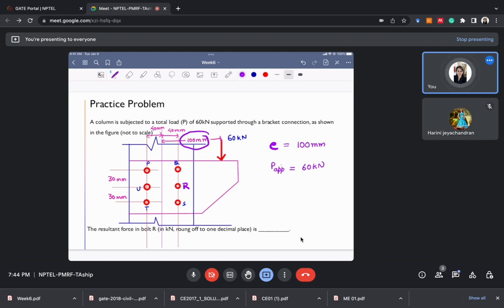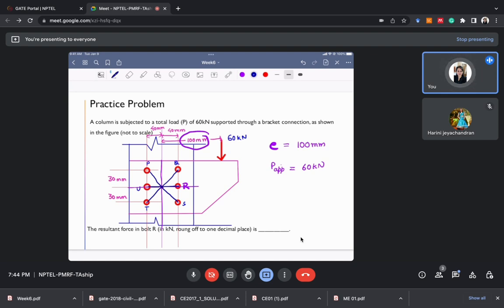Here the CG of the bolts will lie at the center. So here is the CG of the bolts. But in this question, the only different thing is that all the R's are not the same. For example, this is RP, this is RQ, this is RR, this is RS, this is RT, and this is RU.